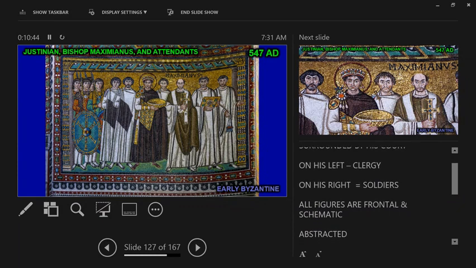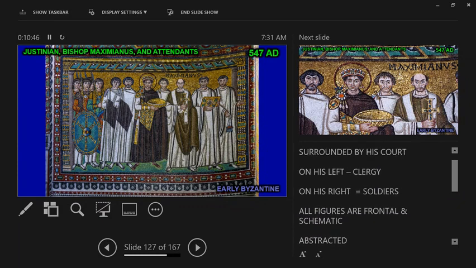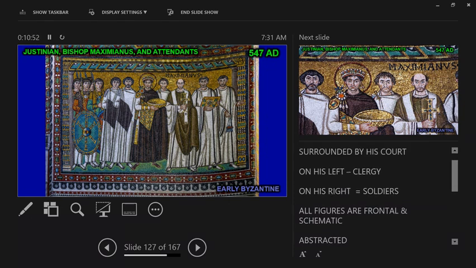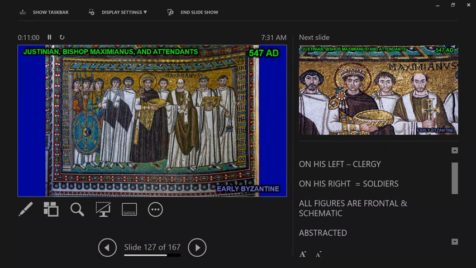What is that incense thing called? I'll have to look it up. The object is called a censer. That's what it is. All right, it's a censer. On his right, our left, are a group of soldiers.